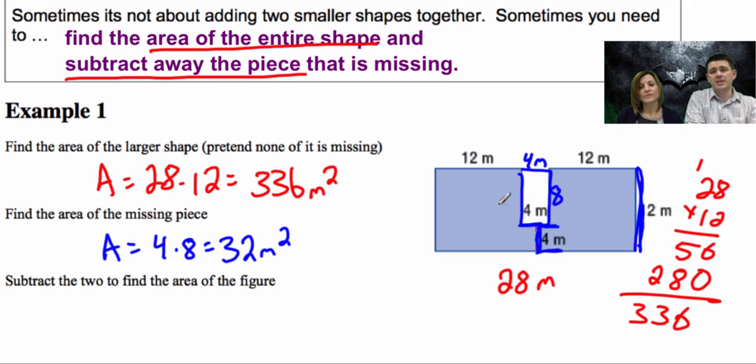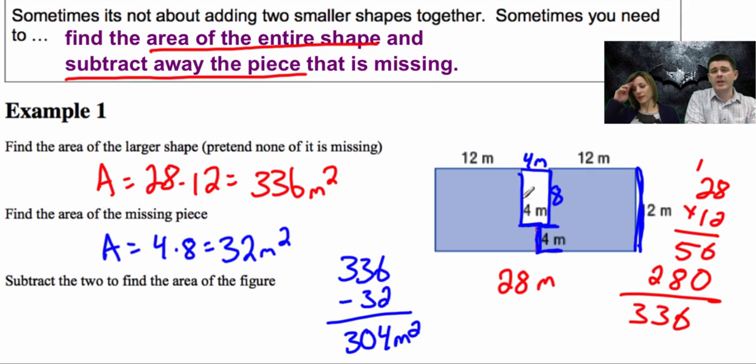And then our last step is, since this is missing, somebody took it away from our shape, we're going to subtract away its area. And we get 304 meters squared. So we found the area of the whole shape minus the missing piece.